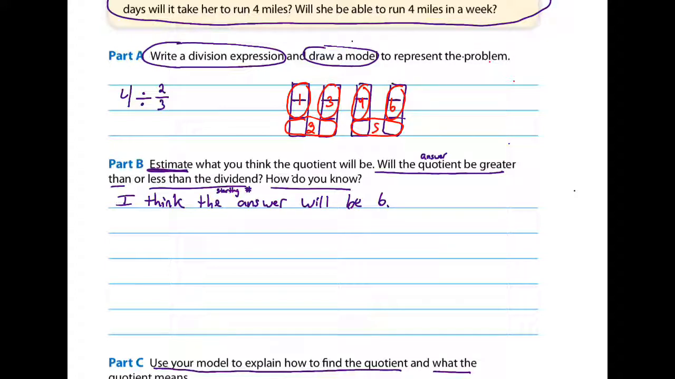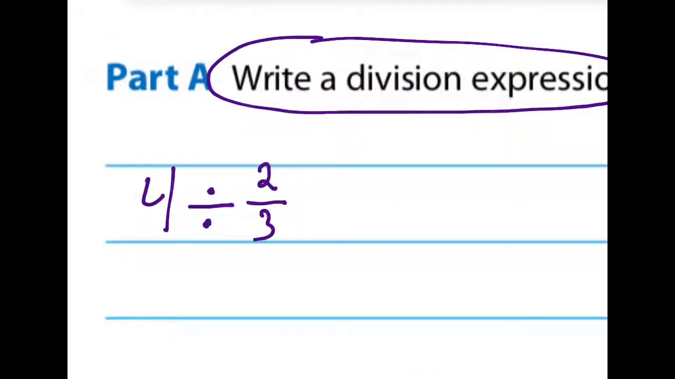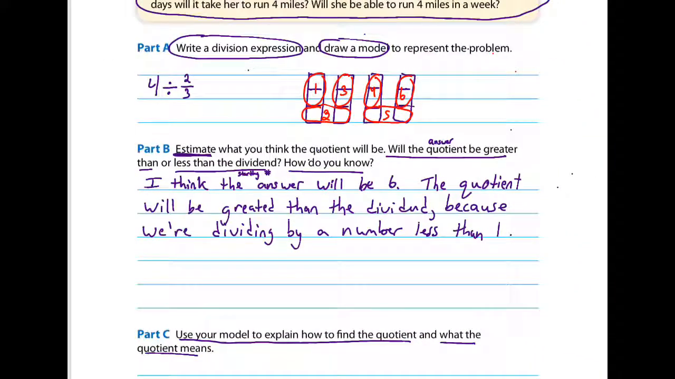Well, even without knowing the answer is 6, I'm going to say the quotient will be greater than the dividend. Remember, the dividend was the 4. Because we are dividing by a number less than 1. So anytime you take a whole number like 4 and you divide it by a number less than 1, your answer, your quotient, is going to be bigger than what you started with. Okay? So that's my answer to part B.